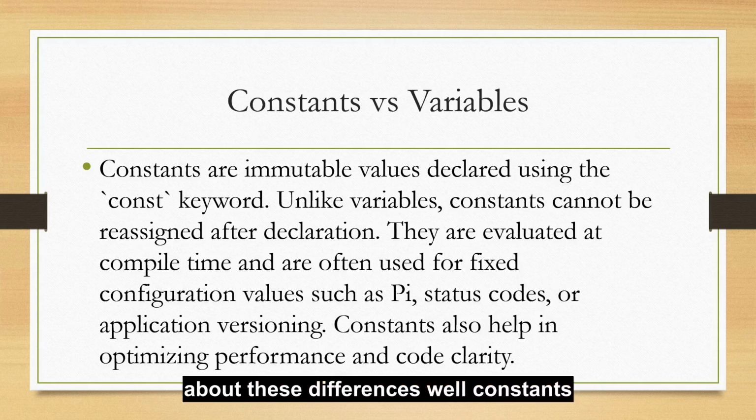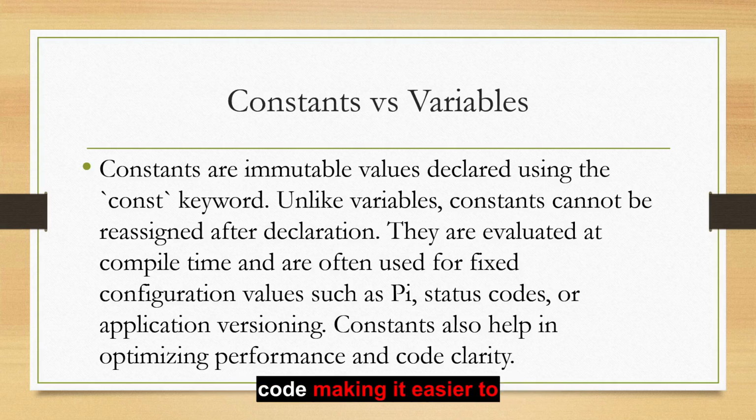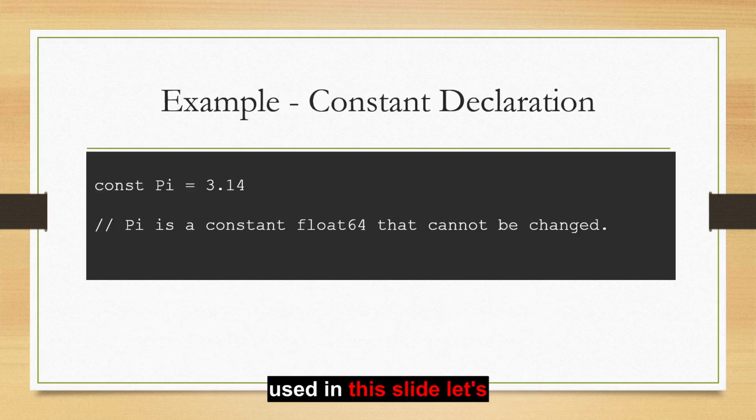So why should you care about these differences? Well, constants help you in optimizing your code and make it easier to understand. You do not want to accidentally change a value that should never change, right? That's why using constants for things like pi, app version, or status code helps keep your code cleaner and clearer. So this is the constant declaration example that we have used in this slide.